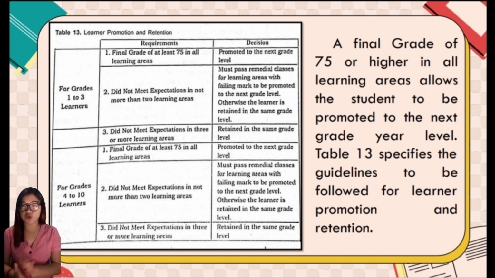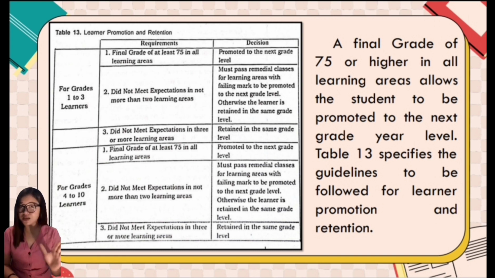So, there are requirements for you to be promoted to the next grade year level. For grades 1 to 3 learners and for grades 4 to 10 learners, they have the same requirements. The first requirement is a final grade of at least 75 in all learning areas. You will be promoted if you have a grade of 75 in all learning areas, then you will be promoted to the next grade level.